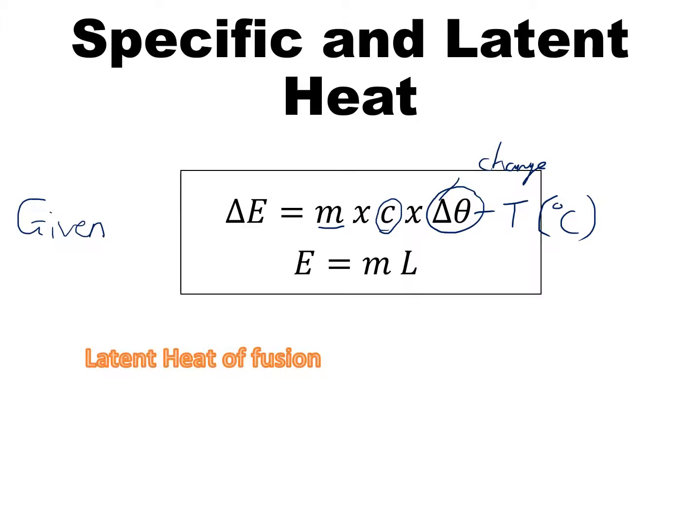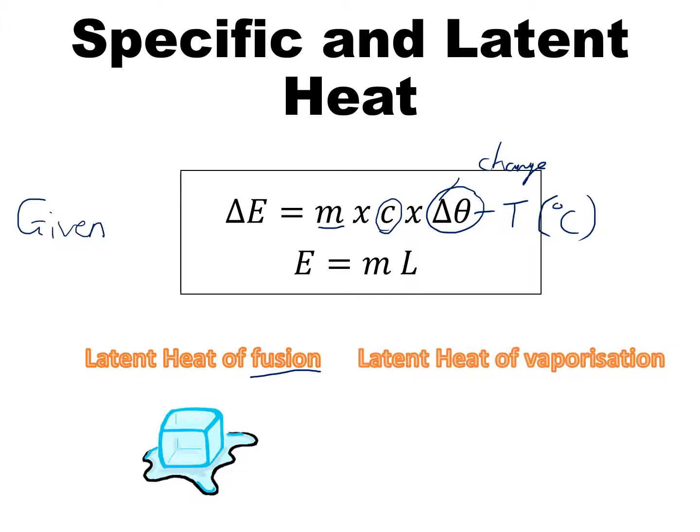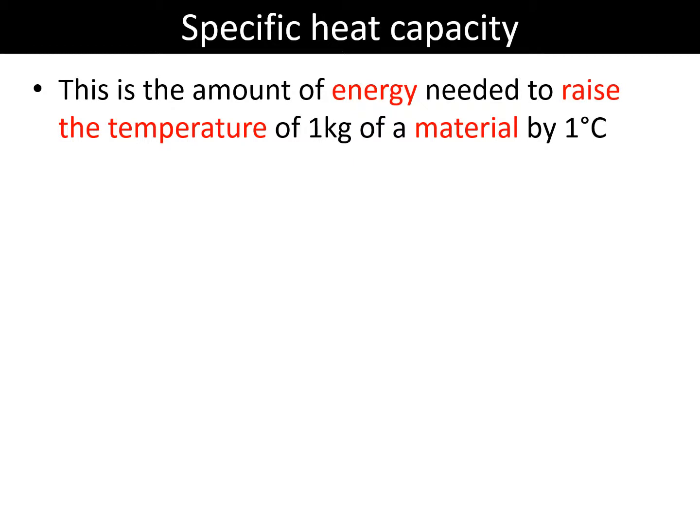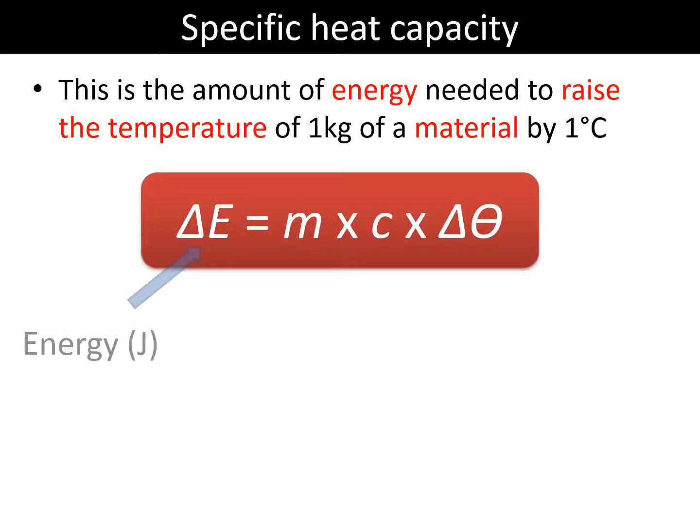So instead of melting or freezing if we're going the opposite way, the latent heat of fusion refers to changing a solid into a liquid. And then we also have the latent heat of vaporization, which is when we turn a liquid into a gas. So the definition of specific heat capacity: it's the amount of energy that's needed to raise the temperature of 1 kilogram of a substance by 1 degree. It's really how much energy something can store, how quickly it can heat up.